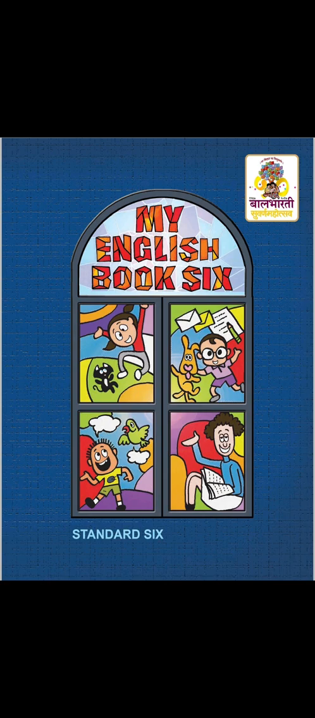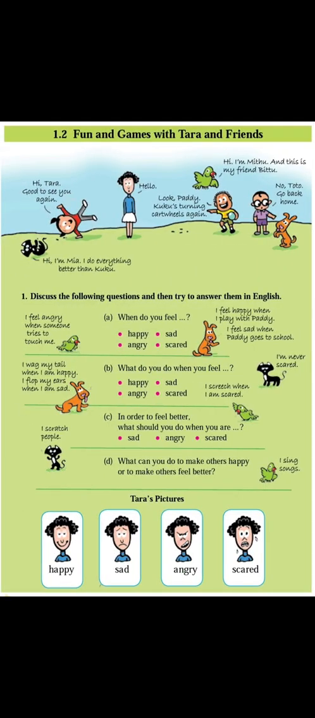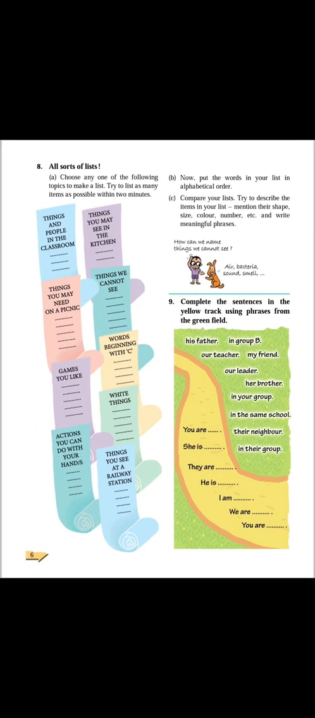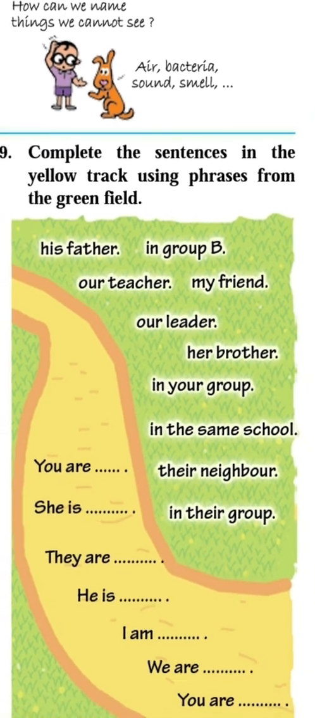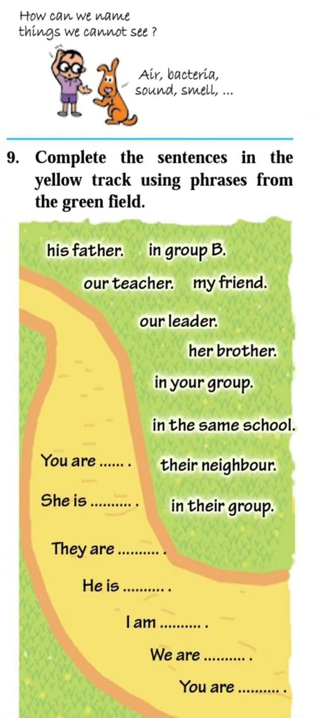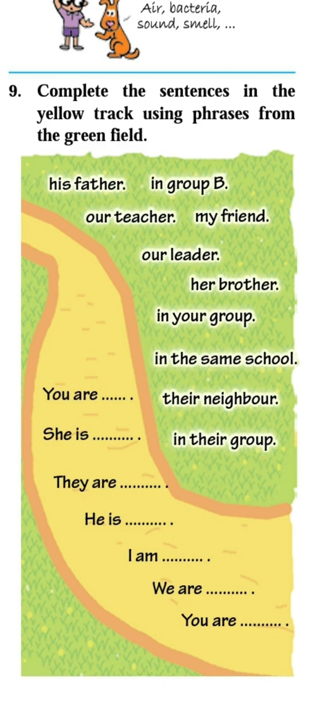In this video, we are going to study my English book 6, Standard 6, 1.2 Fun and Games with Tara and Friends. In this chapter, page number 6, activity number 9. Complete the sentences in the yellow track using phrases from the green field.